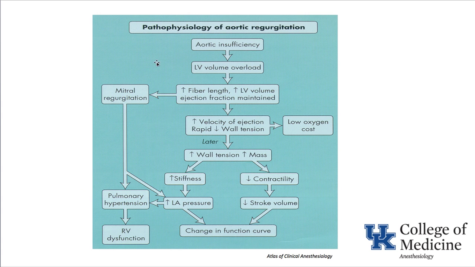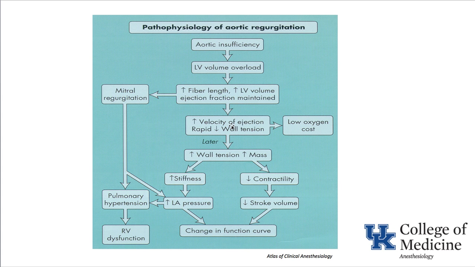Let's go over the pathophysiology of AI now. If it's a volume overload of the left ventricle, the fiber length goes up, there's dilation. If the heart dilates a lot, it can pull apart the mitral apparatus and pull apart the mitral valve annulus, and you can get mitral regurgitation, blood leaking back into the atria and into the pulmonary system and causing pulmonary hypertension and eventually right heart failure.